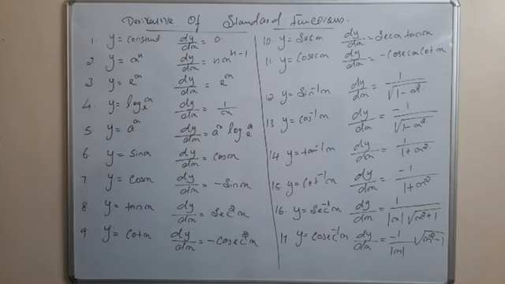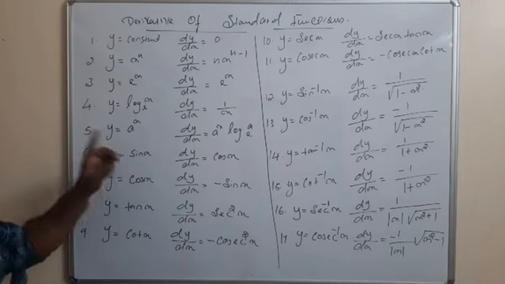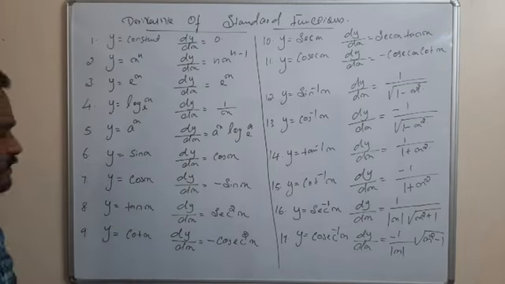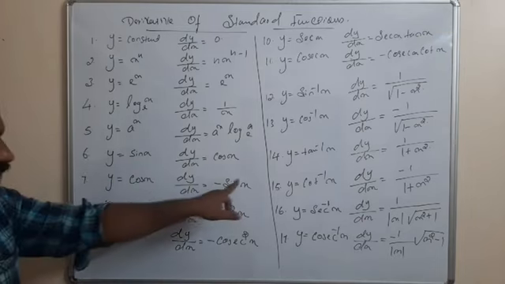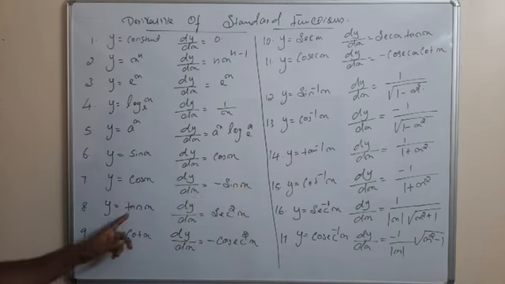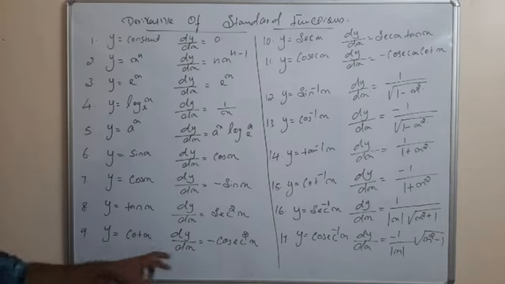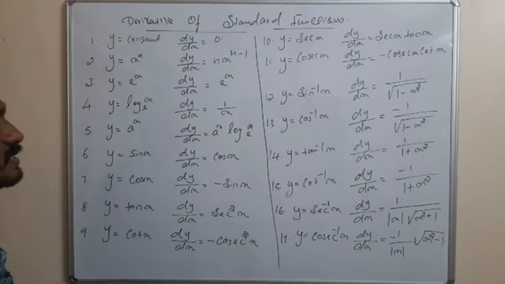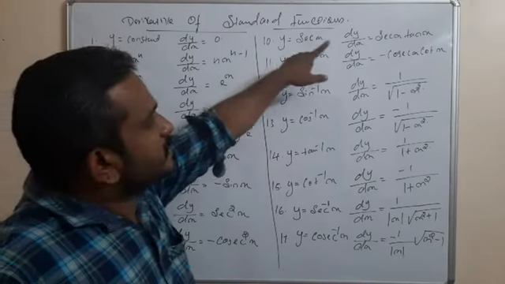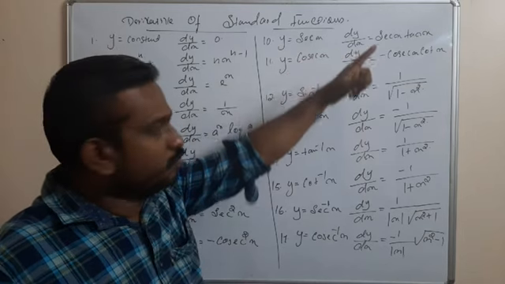Y is equal to sin x, differentiation cos x. Cos x, differentiation minus sin x. Tan x, differentiation secant square x. Cot x, differentiation minus cosecant square x. Secant x, differentiation secant x into tan x.